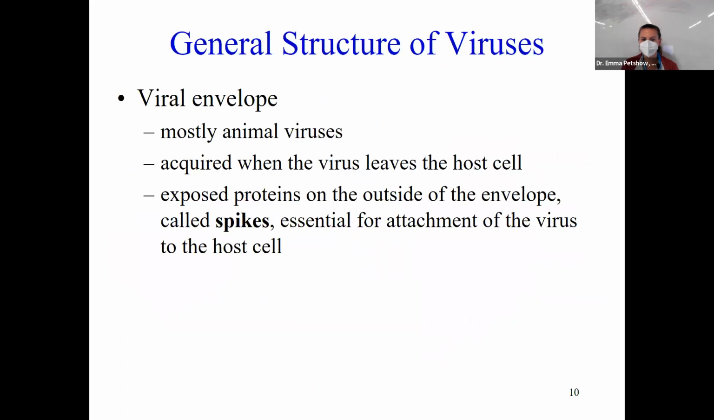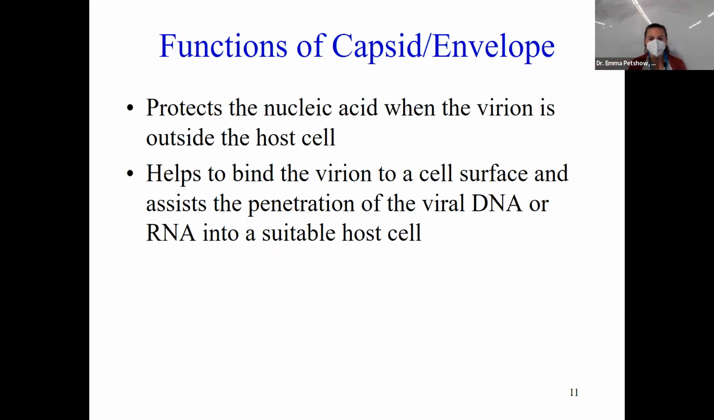I don't care about this, but the viral envelope, mostly in animal viruses, is typically acquired when the virus leaves the host cell. The exposed proteins on the outer layer are called spikes. They're essential for attachment. So again, they're going to help the virus attach and evade and infect the immune system. It's going to protect that nucleic acid so it can survive a little longer outside of a host. And it's going to allow easier transfer of its DNA processes.